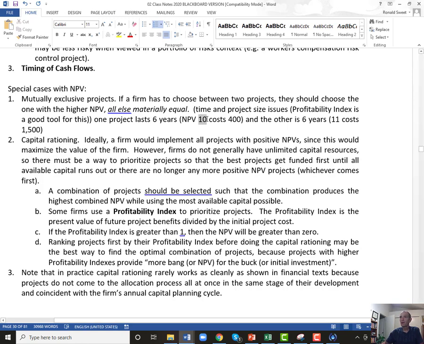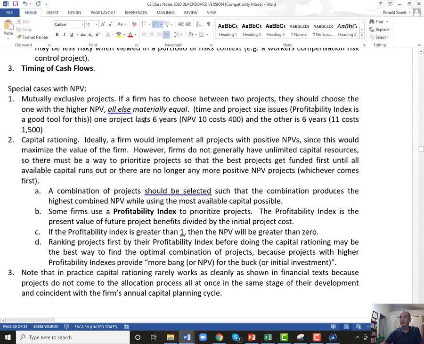Well, in that case, I might rather do this project. Its net present value is lower, but I could do almost 4 of these projects for one of these. If I can find another project that costs 400, 500, 600, but has a net present value just of 3 or 4, I would be better off doing a project with a net present value of 10 that costs 400, and another one has a net present value of 3 that costs 600. Those two together cost 1,000, but they give a higher net present value than this one project that costs 1,500. So that's why that all else equal is so critical.